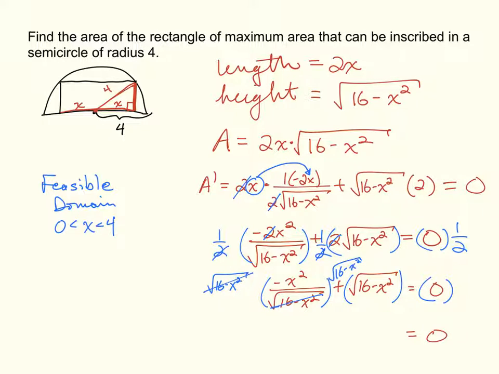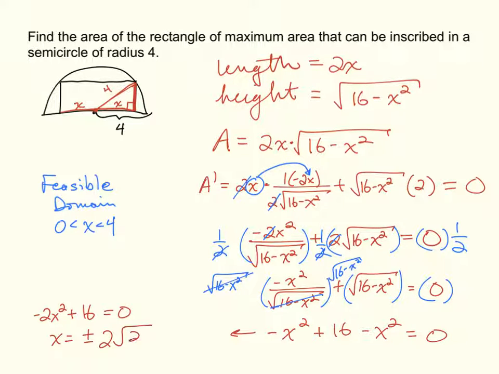When you multiply a square root times itself, the square root and the resulting square cancel. This leaves you with negative x squared plus 16 minus x squared, which tells you that you have negative 2x squared plus 16 equals 0. When you finally solve for x, you will see that x equals plus or minus 2 square root of 2. However, the negative version of our answer doesn't work because it's not in the feasible domain that we found earlier.